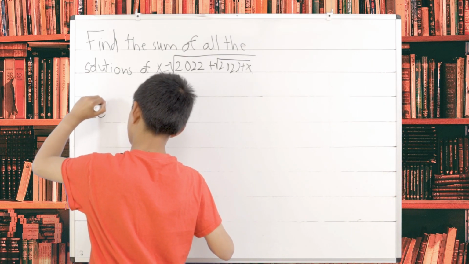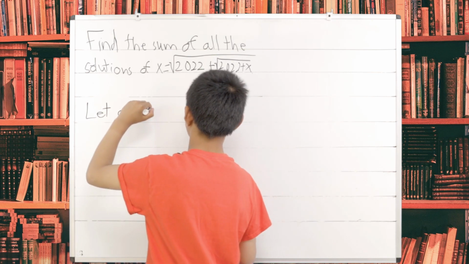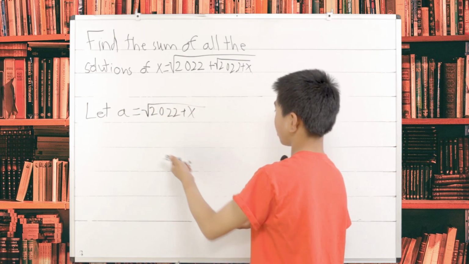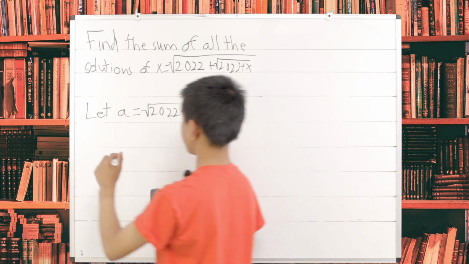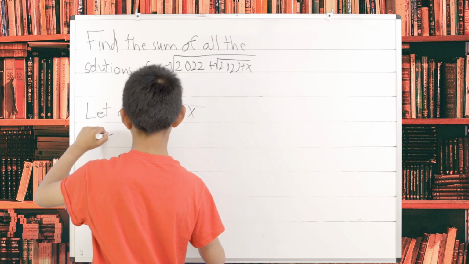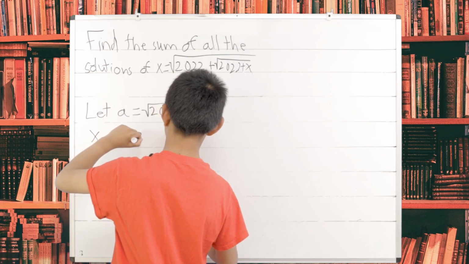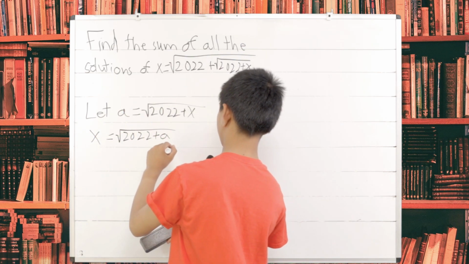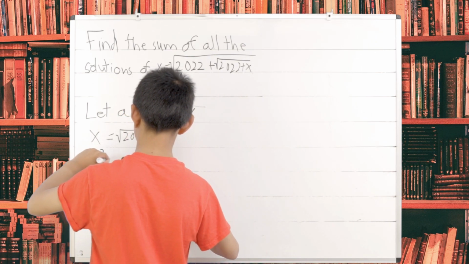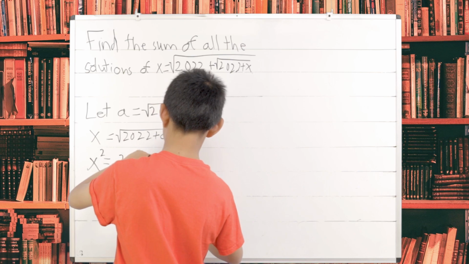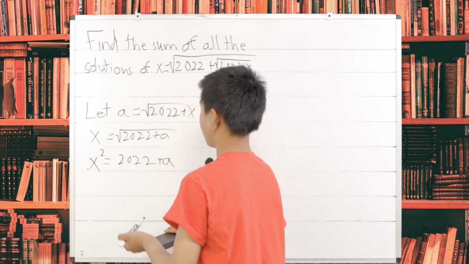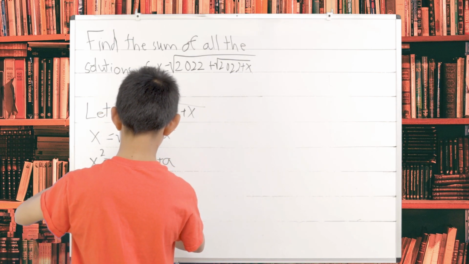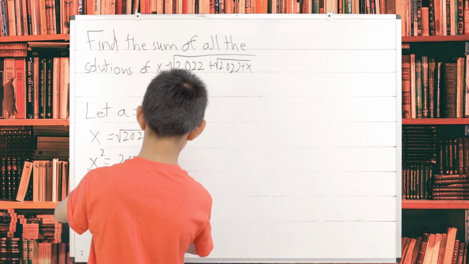We let a be equal to the square root of 2022 plus x. Now we plug this value of a into the original equation, so it's now x is equal to the square root of 2022 plus a. So therefore, x squared is equal to 2022 plus a. And now we can also square both sides on the a term. So a squared is equal to 2022 plus x.